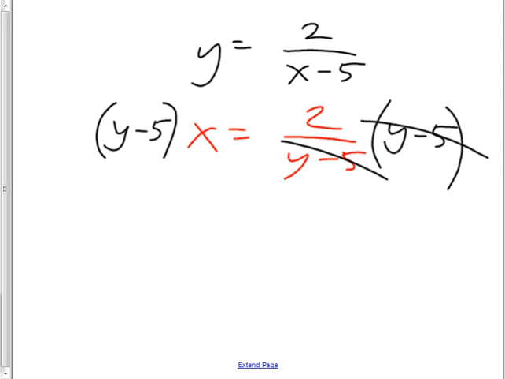Do I have to multiply it out? Yep, because I'm trying to get y alone. If I wanted to get x alone, I would have already been done. The red equation had x alone. I want to get y alone, so yeah, I have to multiply it all the way out. yx minus 5x equals 2.